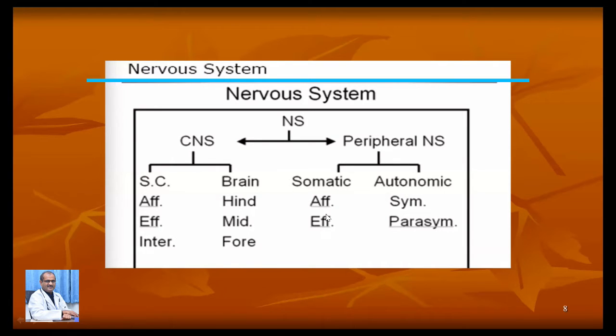Motor nerves carry the impulse to make certain functions, whereas the afferent nerves or the sensory nerves carry the impulses from the organ to the brain, and there it is processed and certain commands are given through the efferent nerves. Of course, we are going to learn autonomic pharmacology, in which it is classified into sympathetic and parasympathetic. Of course, the enteric nervous system is also part of the autonomic system.